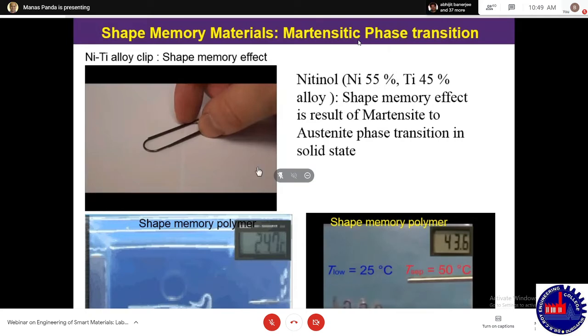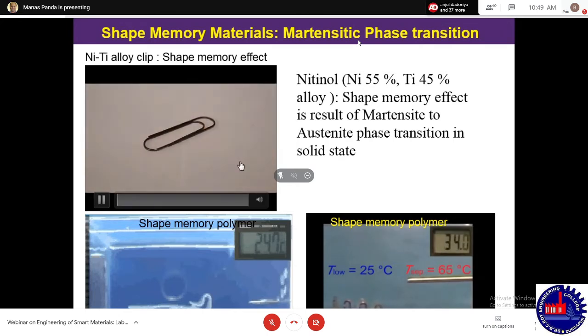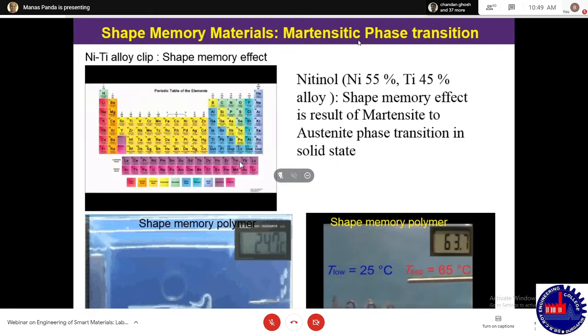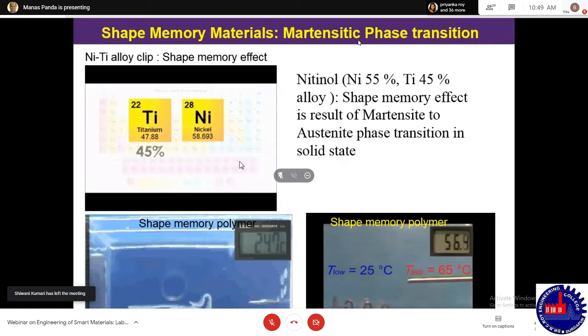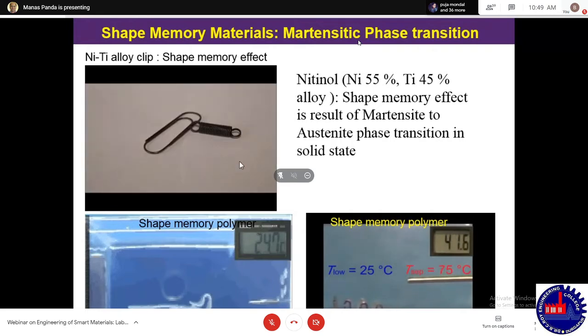So this is a clip which was made by nickel titanium alloy, nitinol alloy, and it has been given a shape like this, at a particular phase. And then if you deform this shape, and then change the temperature, it will come back to the original state. Okay, let's see this video. So these are two pieces which are made. One is a spring, another is a clip.